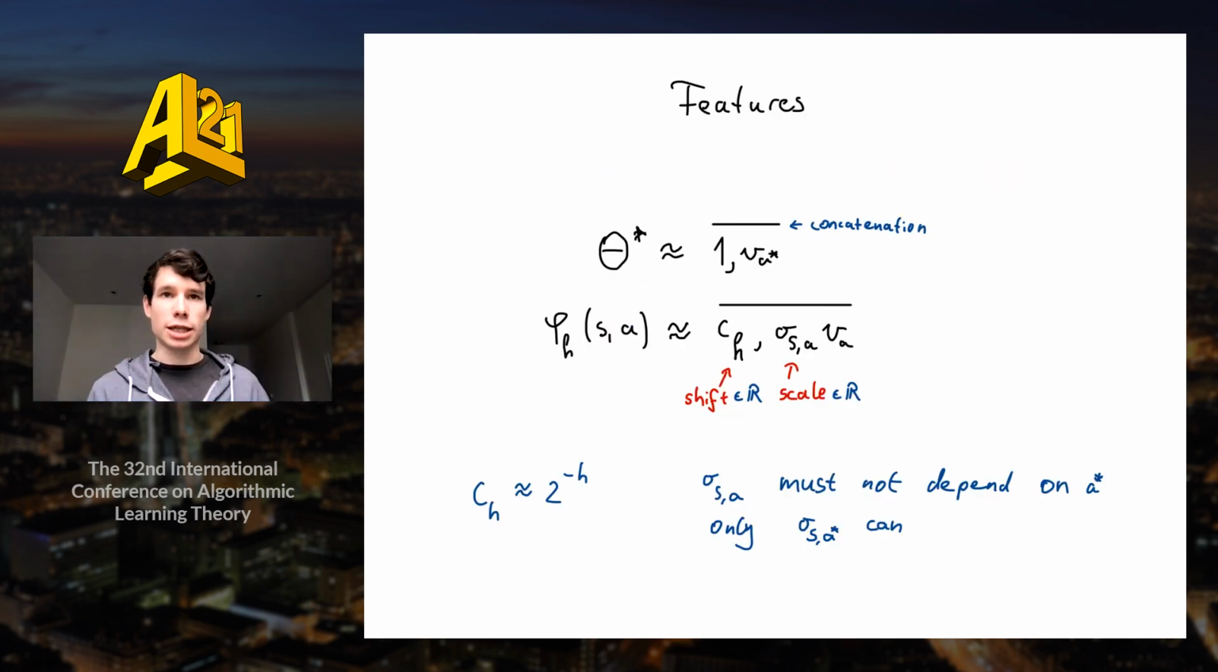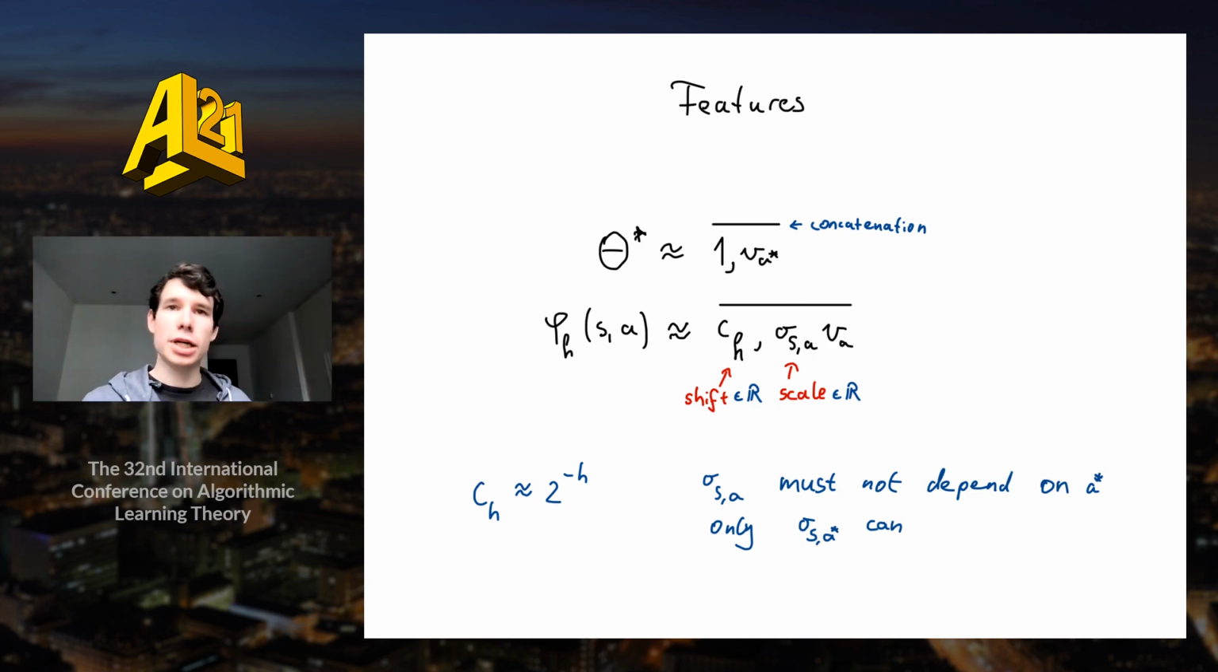So the features look like this. Well, first of all, the hidden weight vector theta star is a concatenation of the scalar 1 and the Johnson-Lindenstrauss vector associated to this A star optimal action. And then at stage h, the features corresponding to a state s and action a will be a concatenation of a constant corresponding to the stage h and a scaled version of the Johnson-Lindenstrauss feature for action a. So we have a shift of c_h and a scale of sigma_sa.